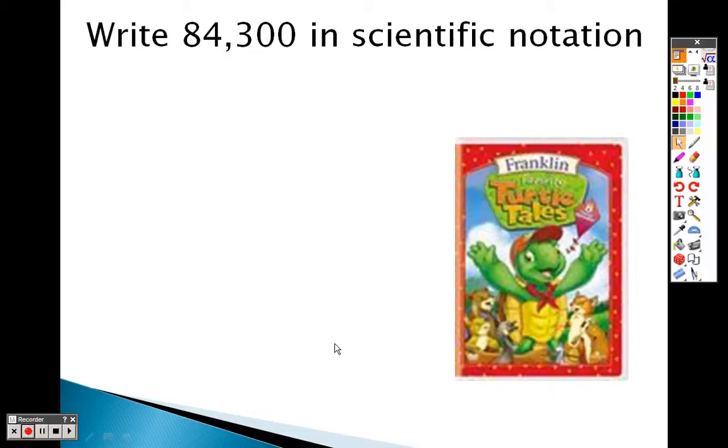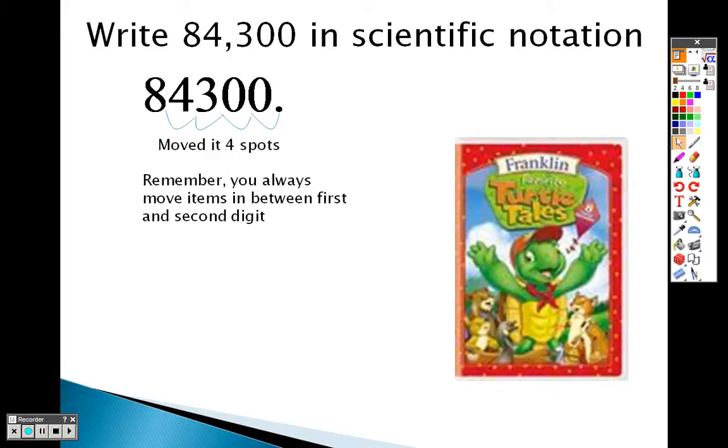Alright, so let's take a look at some scientific notation here. I'd rewrite that as 84,300 with a decimal there, and I'm moving the decimal to the left. So when I move it to the left, it's going to be a positive, right? So it's 8.4 because that is in between 1 and 10. So I moved it 4 spots.